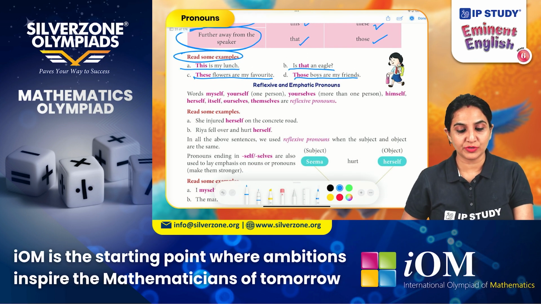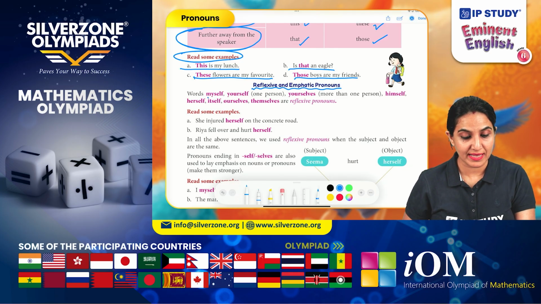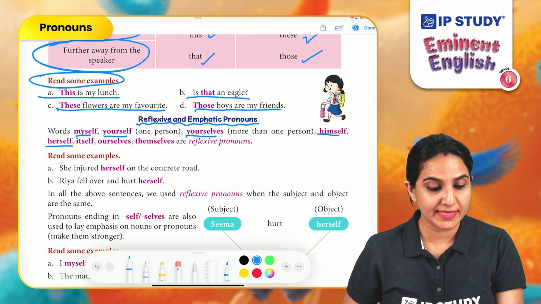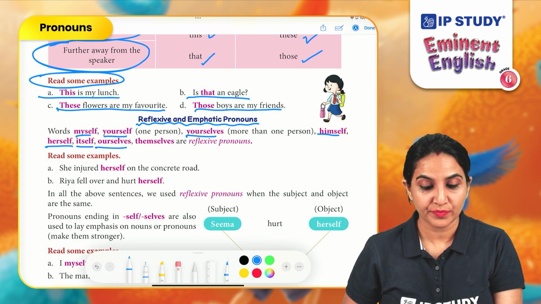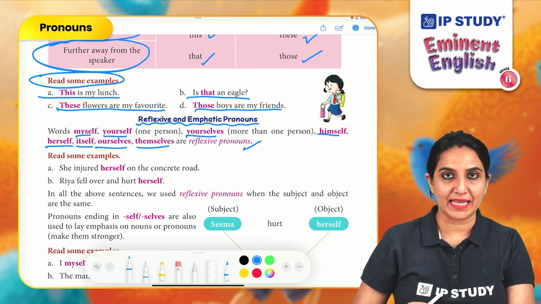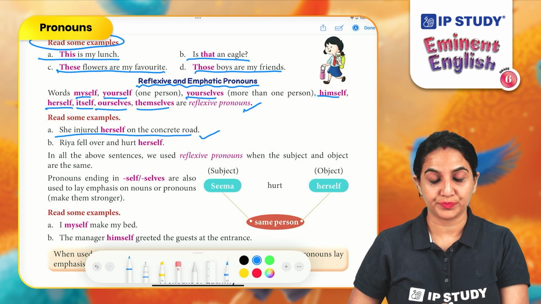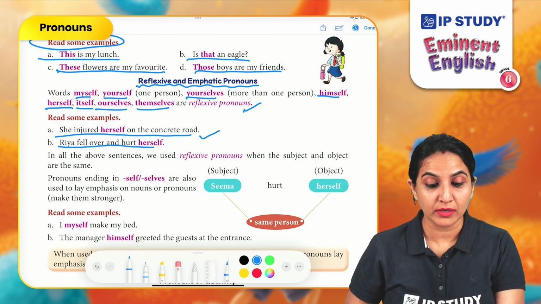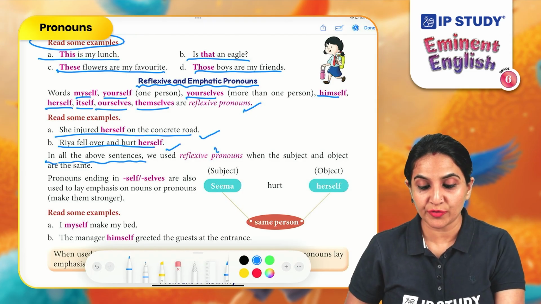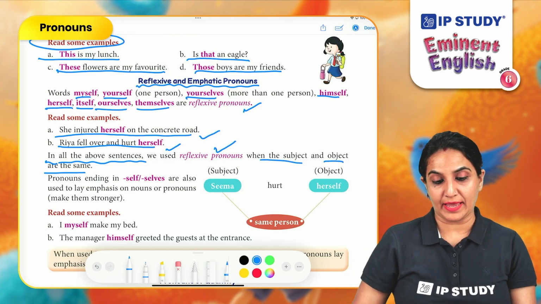Now let us study about reflexive and emphatic pronouns. Reflexive such as myself, yourself, yourselves, himself, herself, itself, ourselves, themselves. They are all called reflexive pronouns. Let us read some examples. She injured herself on the concrete road. Ria fell over and hurt herself. In all of the above sentences, we have used reflexive pronouns when the subject and object are the same.